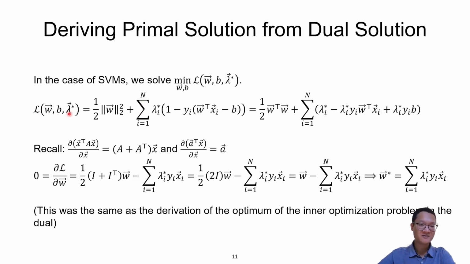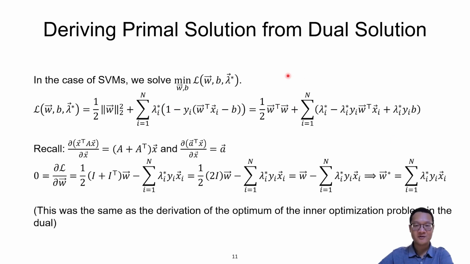So the generalized Lagrangian with the lambda star plugged in is equal to the objective, 1/2 the 2-norm squared of W, plus the summation of lambda i star times our constraint. Simplifying a little bit, we have 1/2 W transpose W plus this summation, which expands out these terms. I'm just going to go through this pretty quickly because we wrote this down last class. The only difference is that last class we just wrote lambda i, but now all the lambda i's are going to be lambda i star.